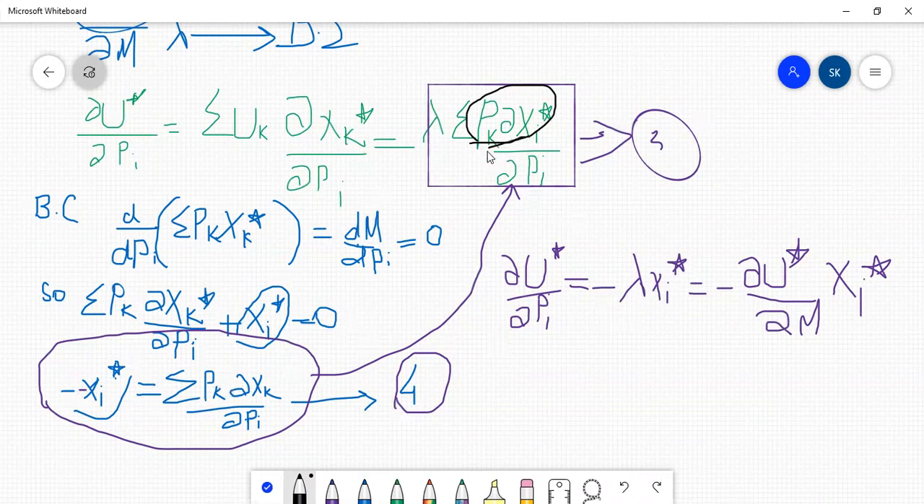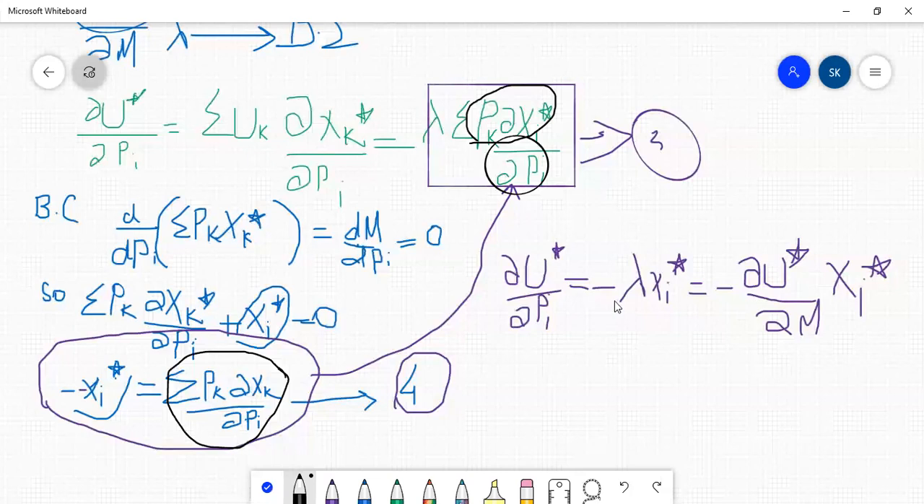This whole value, in fact, summation pk curly xi star divided by curly pi, this whole is equal to minus xi star. Therefore, instead of writing the whole value, we only substituted minus xi star over here. By further solving it, we get minus curly u star upon curly m into xi star. That is what we did over here, the value of lambda has been taken from here.